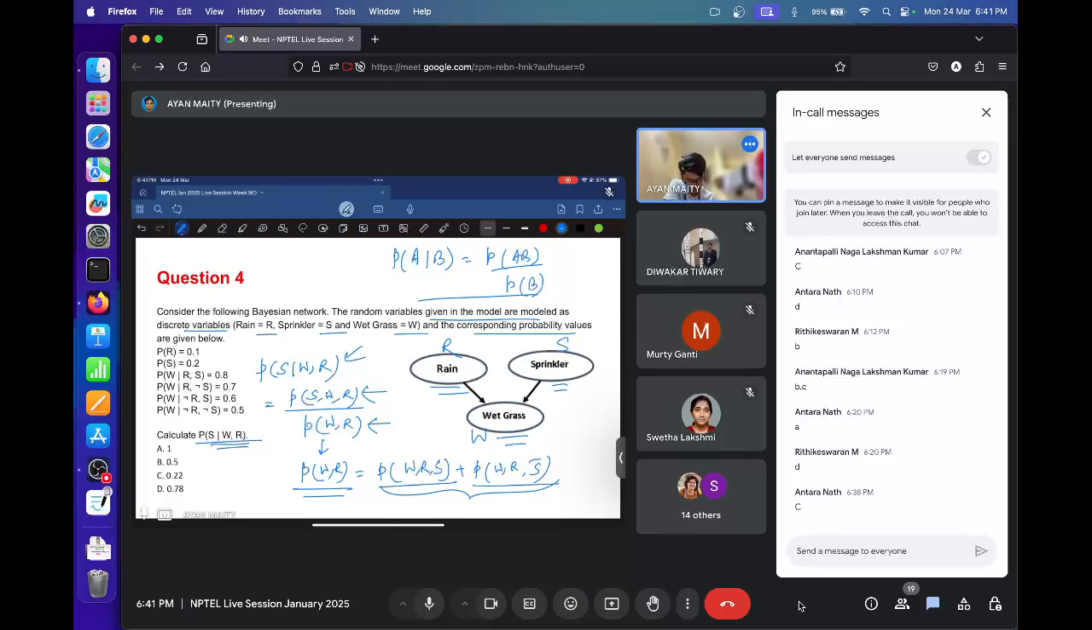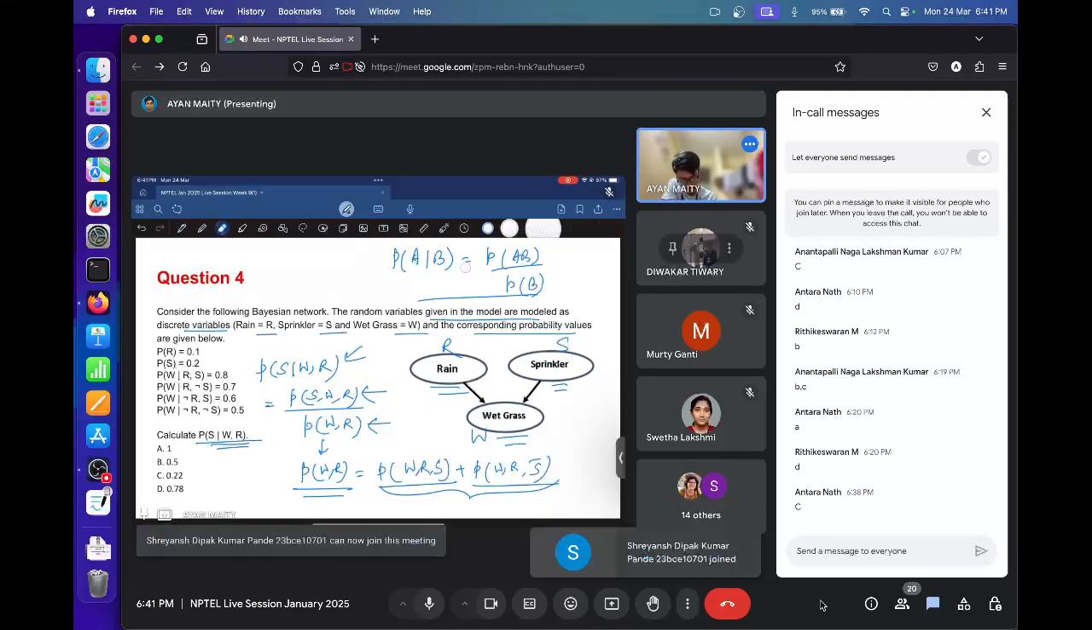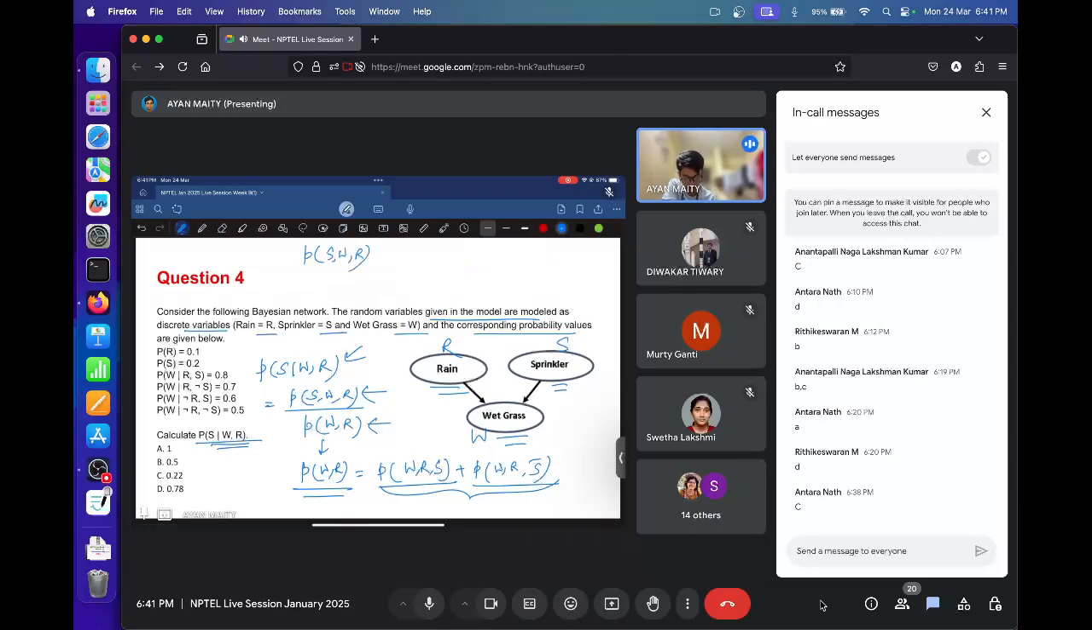Now, we need to compute probability of SWR, which is in the numerator, this probability of WSR. Now we will again use conditional probability formula. Probability of W given SR, because we know this probability value from the given data. Probability of W given R or S, these two are equivalent. So probability of SWR is equal to probability of W given SR into probability of SR.